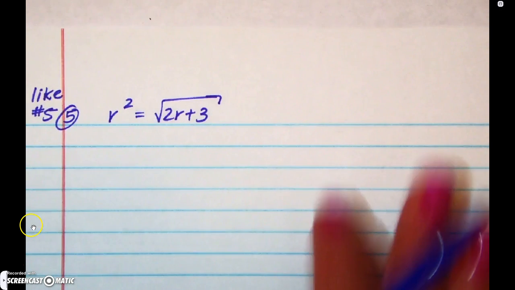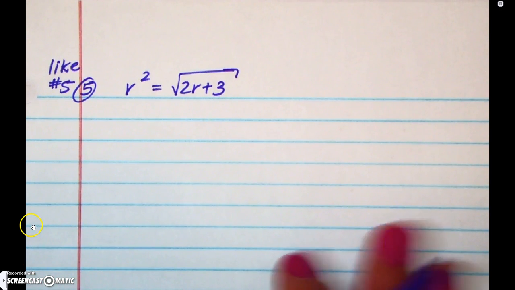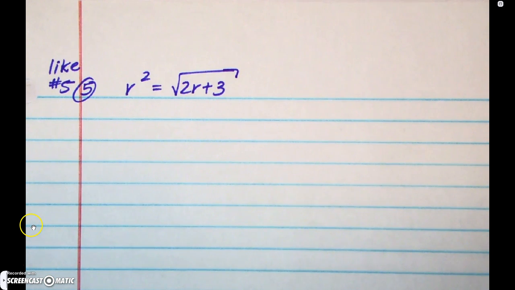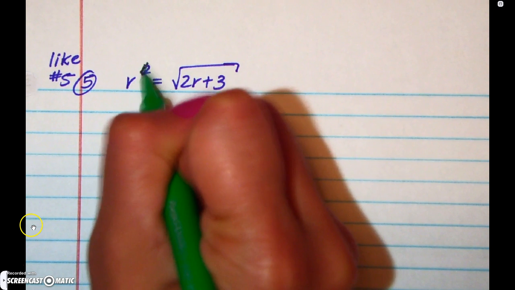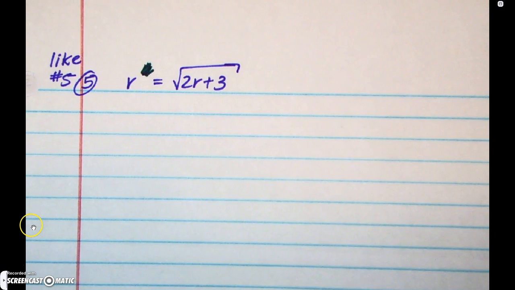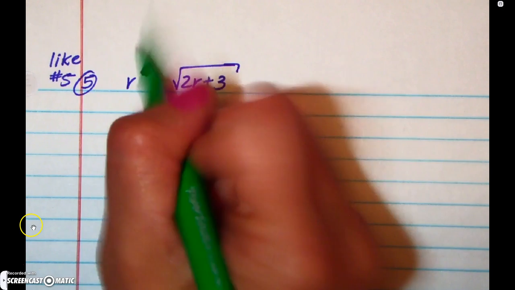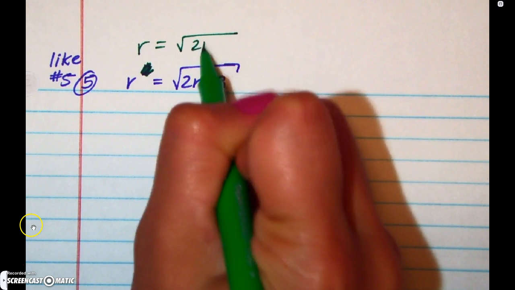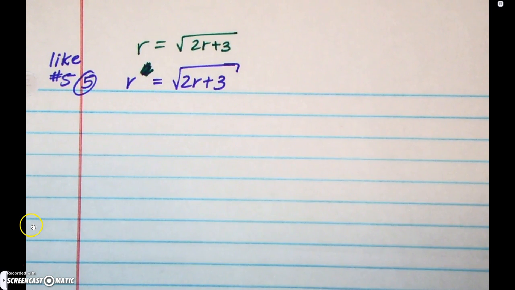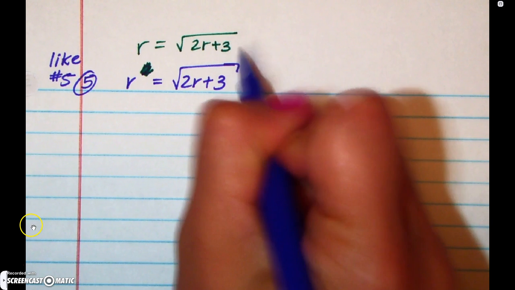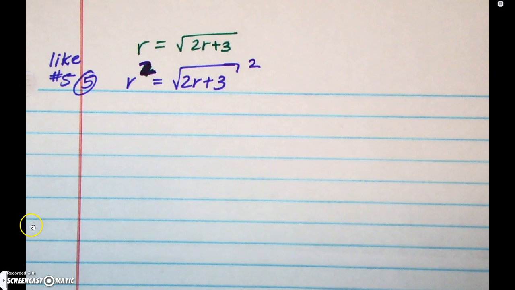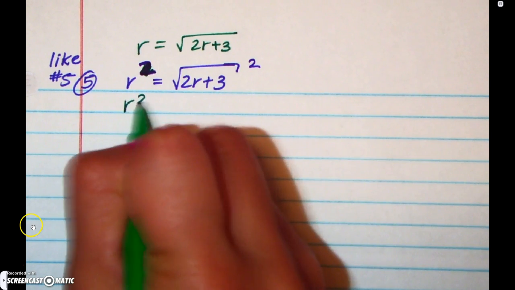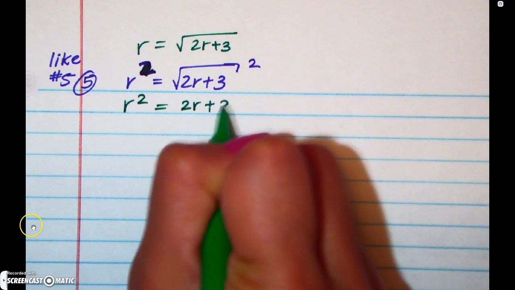Number 5 says r squared is equal to the square root of 2r plus 3. This is just like number 4, okay? And sorry, it should be r to begin with. So if I have r equals the square root of 2r plus 3, in order to get rid of the square root, I'm going to square both sides. This is where that squared came from. Okay, so I'm left with r squared is equal to 2r plus 3.